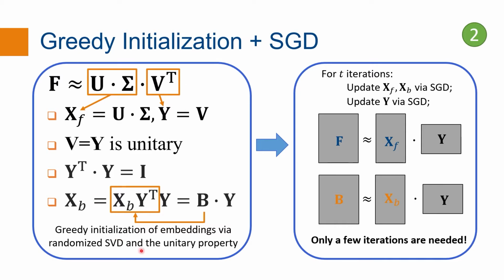Here is how the optimization problem is solved. On the left-hand side, you see how the system is initialized. First, we decompose this matrix F with singular value decomposition. So this gives you U and V and sigma in the middle.